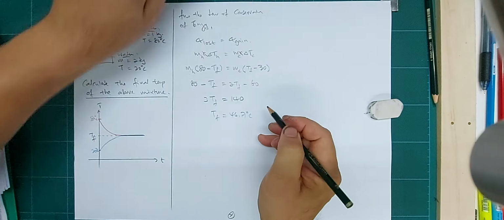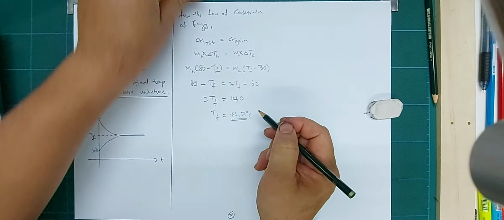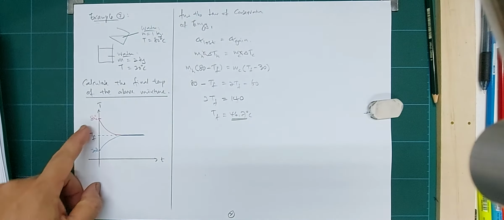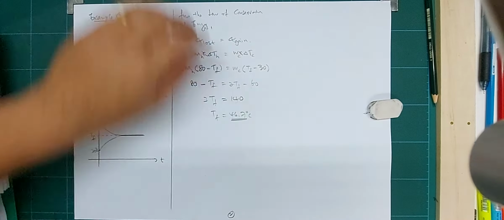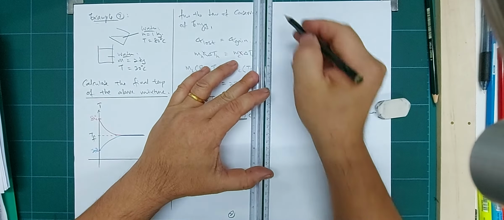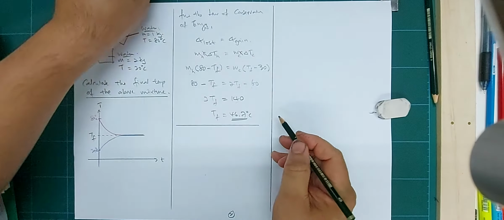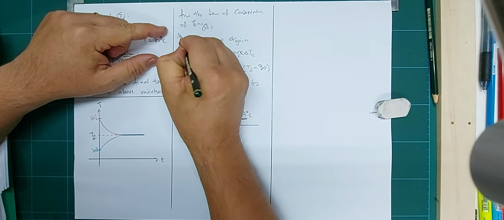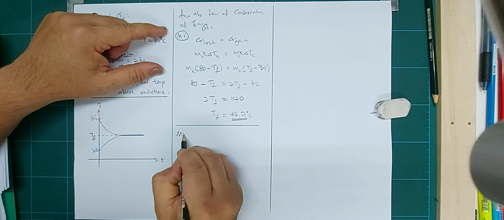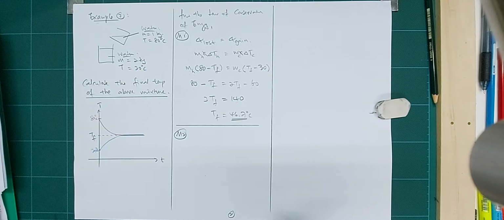46.7 degrees Celsius. Your answer should be in between both of those extreme values, between 30 and 80. So I have that. Now another method of solving it, as I said just now, using the changes in temperature is this. This one I call method 1. Now method 2 is, remember, delta T always uses final minus initial.